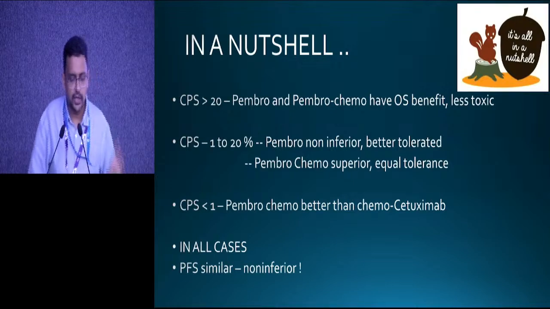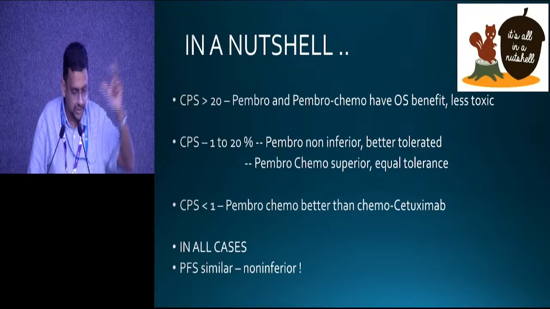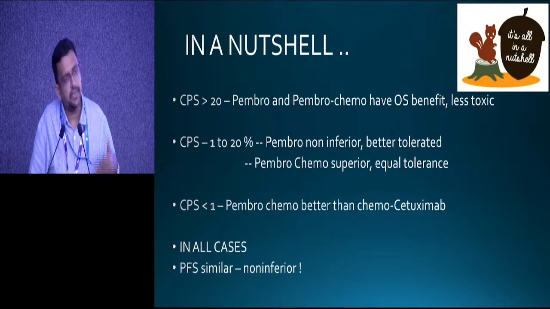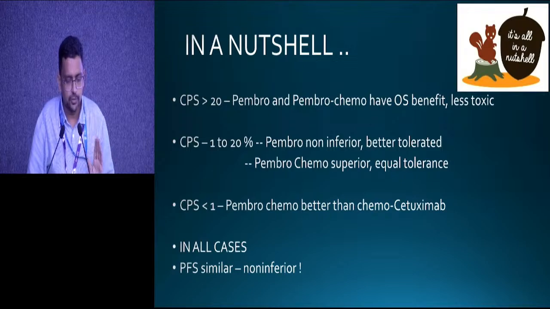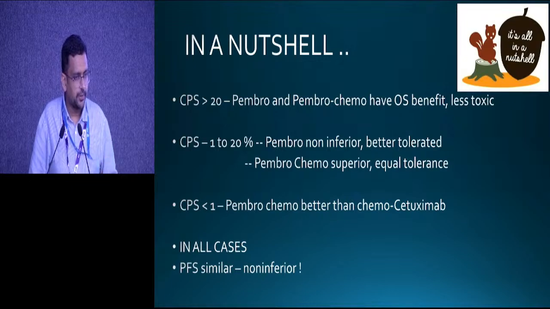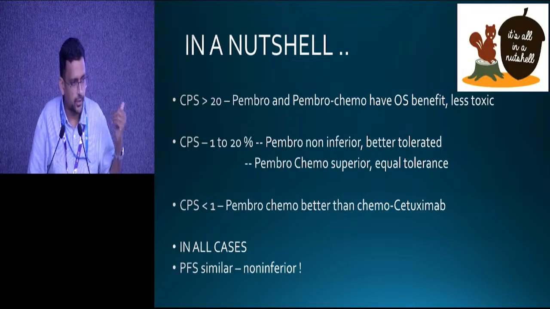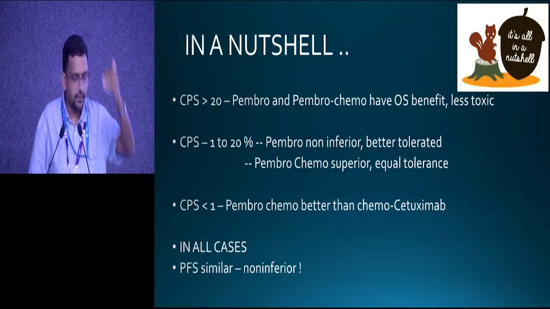What about CPS 1 to 20? Pembro versus chemo, it is non-inferior, better tolerated, almost the same PFS, almost the same overall survival. Pembro chemo is better, it is also equally well tolerated. So that's where you are. CPS less than 1, Pembro chemo is better than chemo and cetuximab. Why is this important? Because every surgeon nowadays, the first thing they ask is, we are sending CPS, because they have learned that PD-L1 CPS means something. What does it mean? This is what it means. It doesn't really matter so much. If you have higher CPS, then yes, you're getting better results.